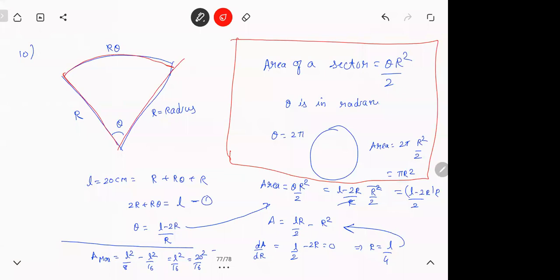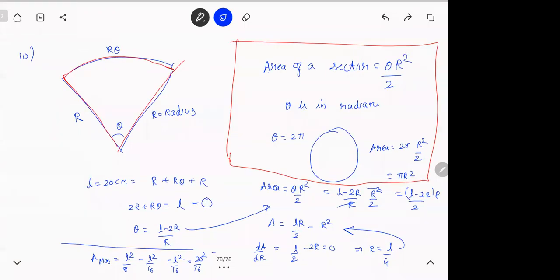So r plus r theta plus r is the length that is given. That is 20 centimeters. So the entire length of the red wire is 20 centimeters. From here I got 2r plus r theta is L, and theta is (L minus 2r) by r. What is the area? Theta r square by 2. Here, substitute theta.